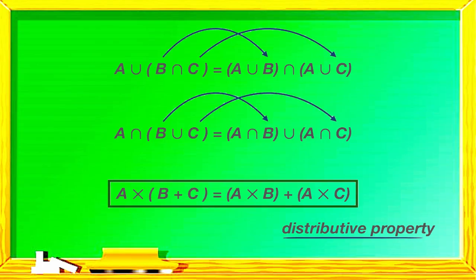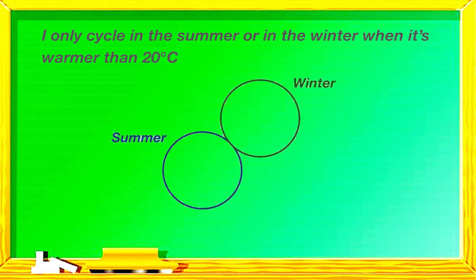You might be thinking at this point, how are these identities useful? So I'm what they call a fair weather cyclist. I only cycle in the summer or in the winter when it's warmer than 20 degrees Celsius. Let's make sets of these potential days I could ride a bike. We have summer, winter, and those that are more than 20 degrees C. The shaded area is therefore the days that I can cycle.